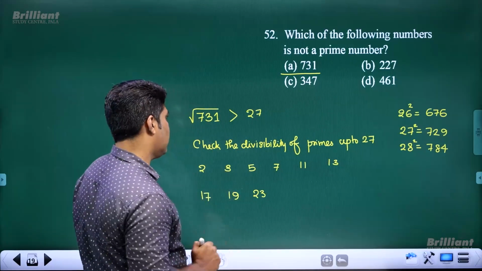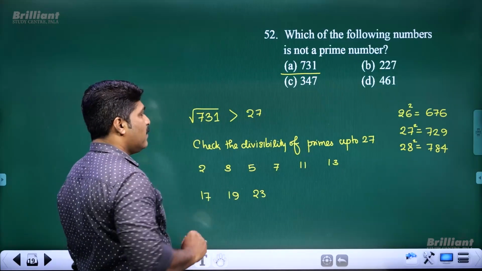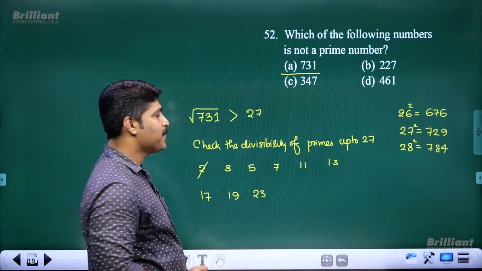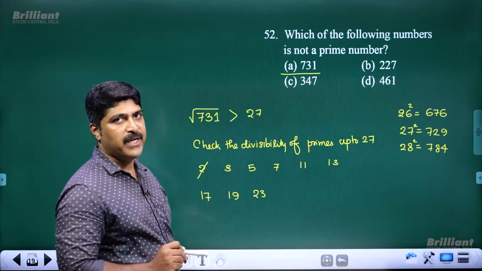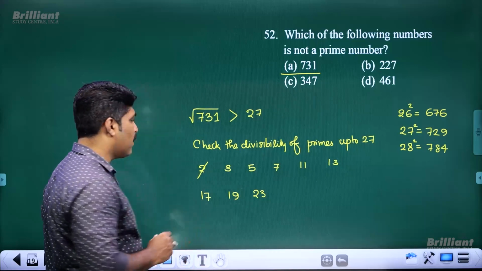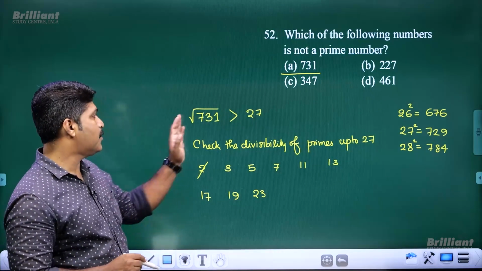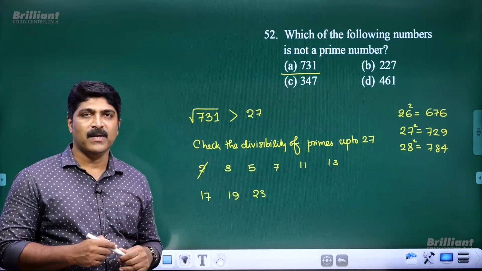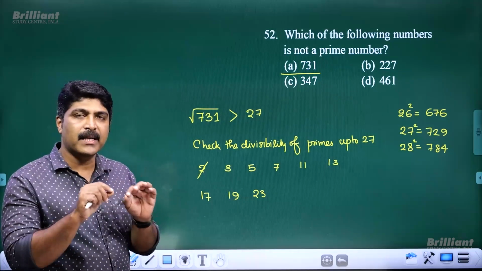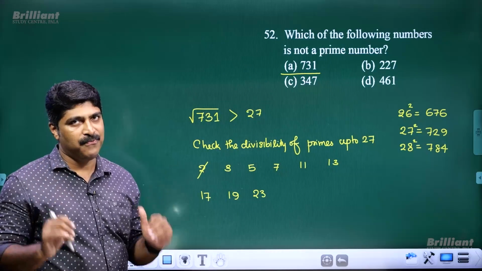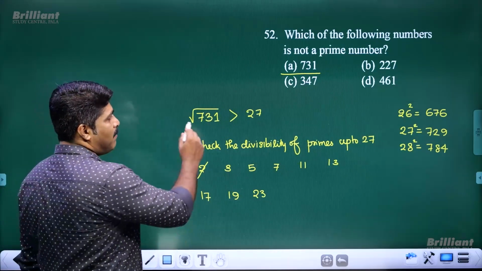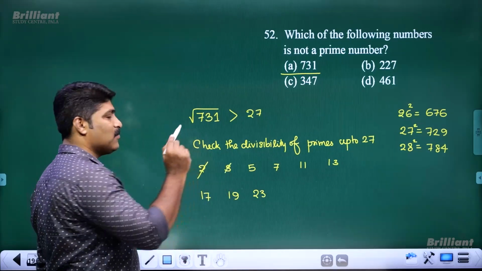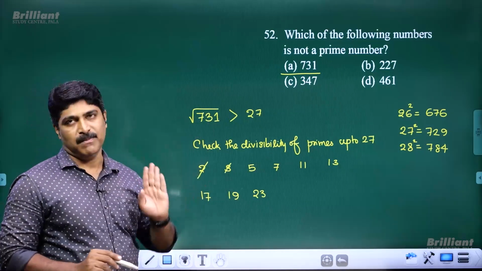So we have to check the divisibility. Whether this 731 is divisible by 2? No, it's not divisible by 2. Is it divisible by 3? How can we check whether the given number is divisible by 3 or not? You have to add the digits together, 7 plus 3 plus 1. So what is 7 plus 3 plus 1? That's equal to 11. It's not a multiple of 3. That's the divisibility rule for 3. If the sum of the digits of a given number is divisible by 3, then the entire number is also divisible by 3. But here it's not divisible.